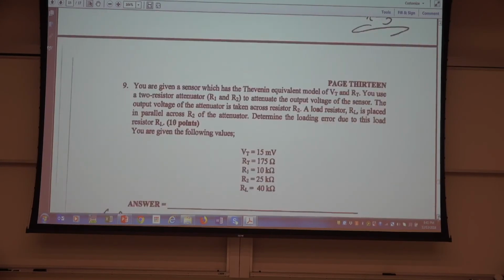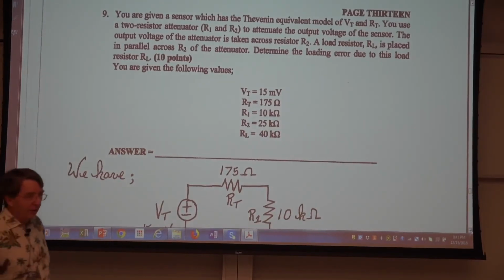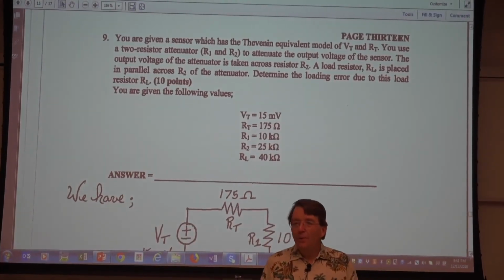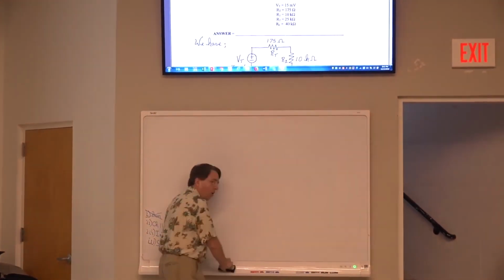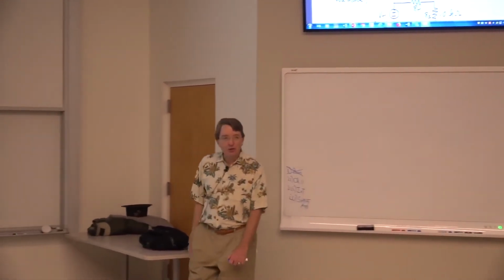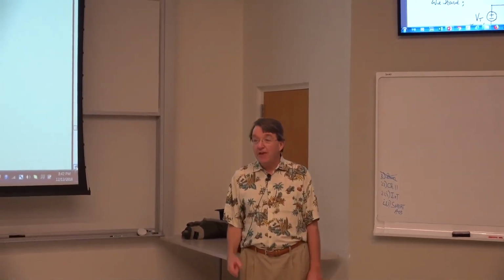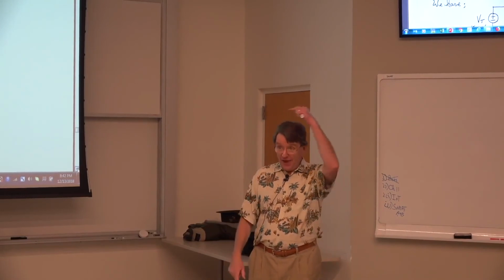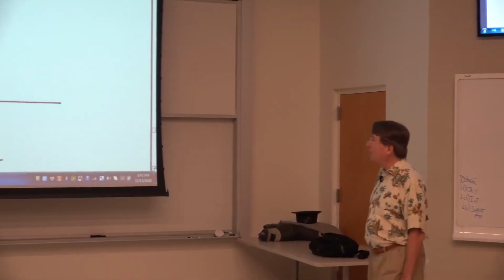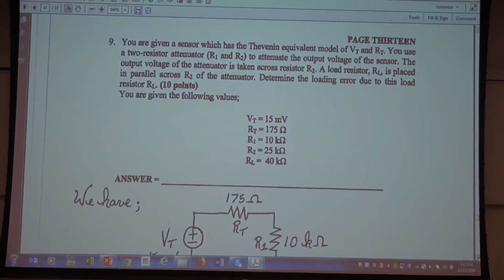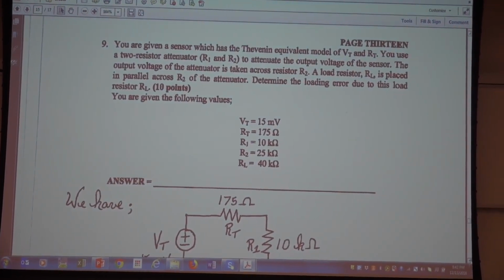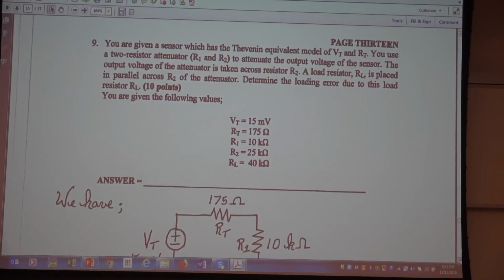All right. Now, the next one, loading error. Help me out, even before we look. What's loading error? If someone were to stop you and say, okay, I can tell you're an engineering student, you look smart, what's loading error? You would say it's V before minus V after. That's the loading. So I'm given a sensor which has a Thevenin equivalent model, and we connect it to a 2-resistor network. A load resistor is placed across the R2 of the attenuator. Determine the loading error due to this load resistor.